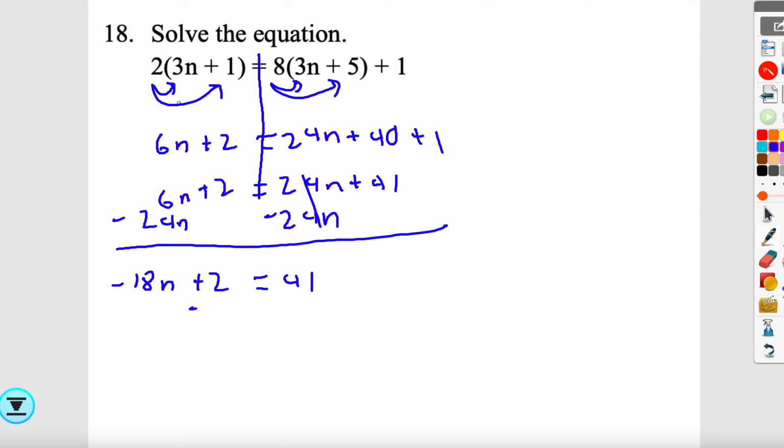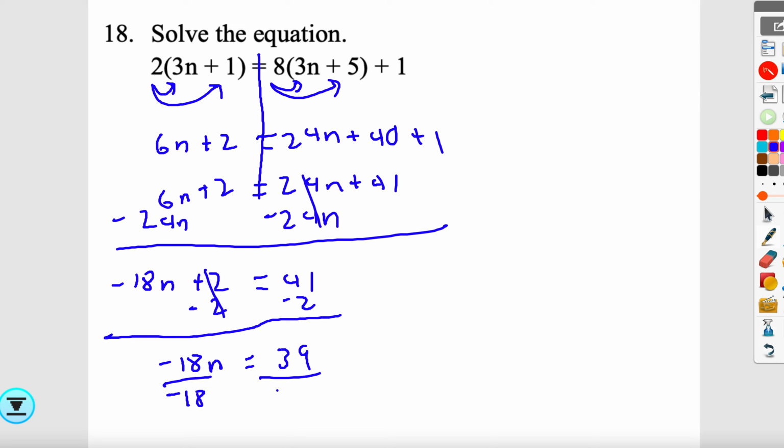Let me make sure I'm doing the math right. So 2 times 3 is 6, and 2 times 1 is 2. 8 times 3 is 24. 8 times 5 is 40. And the 1. 24n plus 41, minus 2. So then I get negative 18n equals 39.